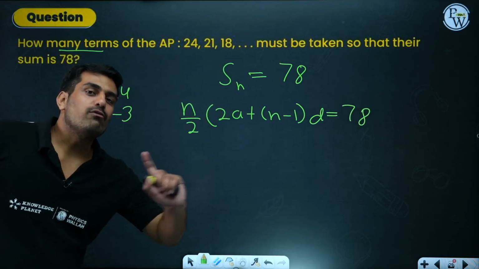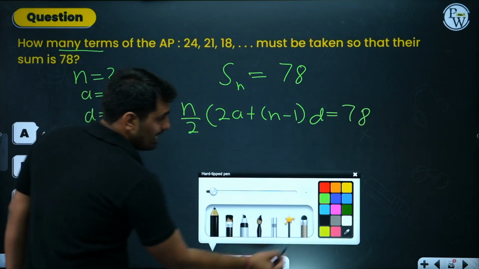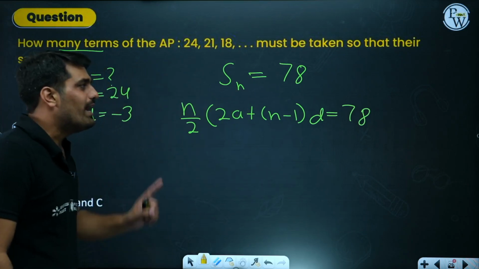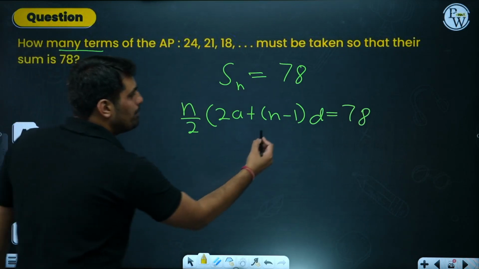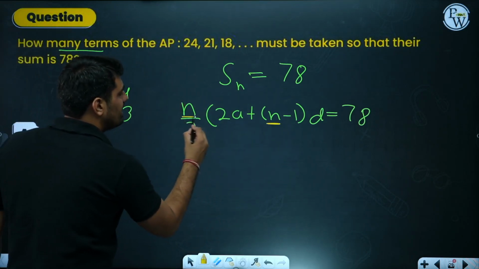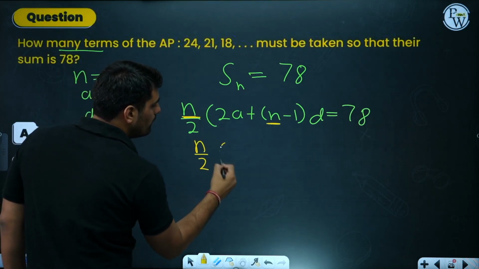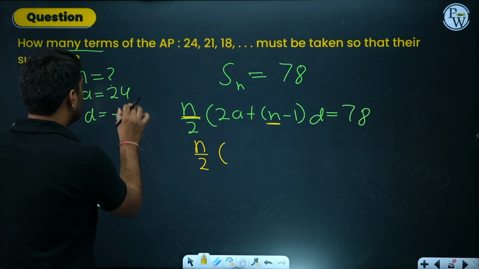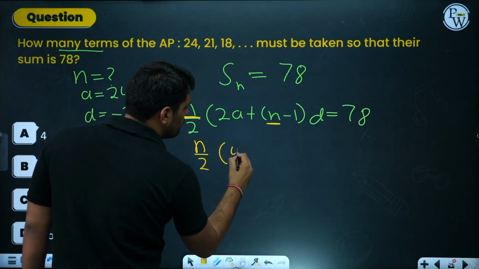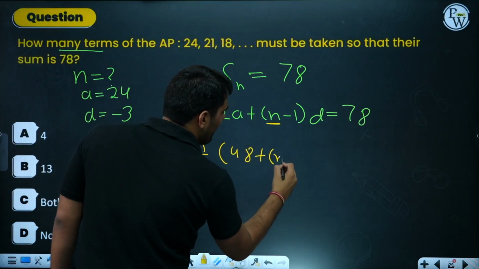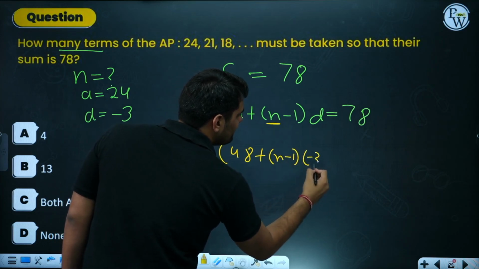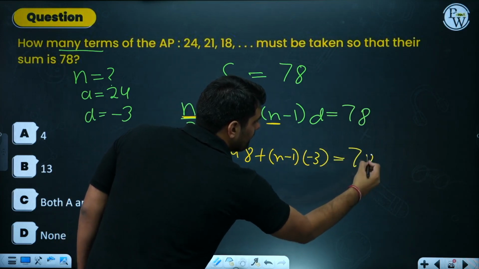What part is known and what part is unknown? Everything in this equation is known except one thing: n. This n and this n over here. You can put up the rest of the values: n by 2 into 2 into 24, that means 48, plus (n minus 1) into minus 3, equals 78.